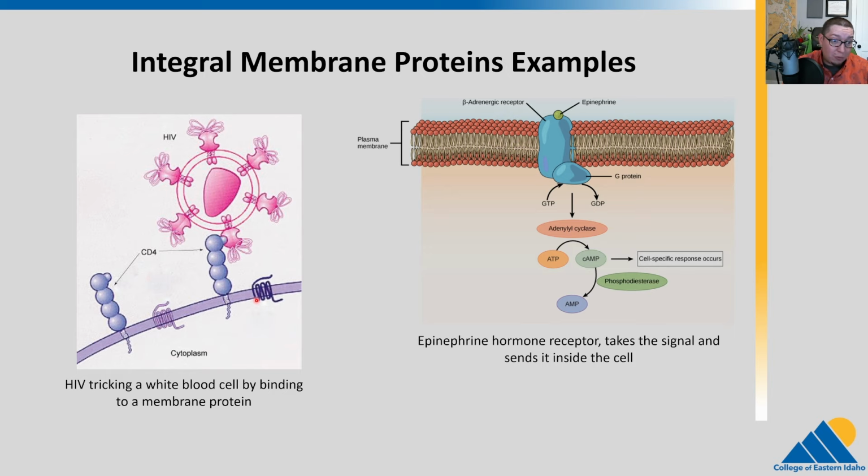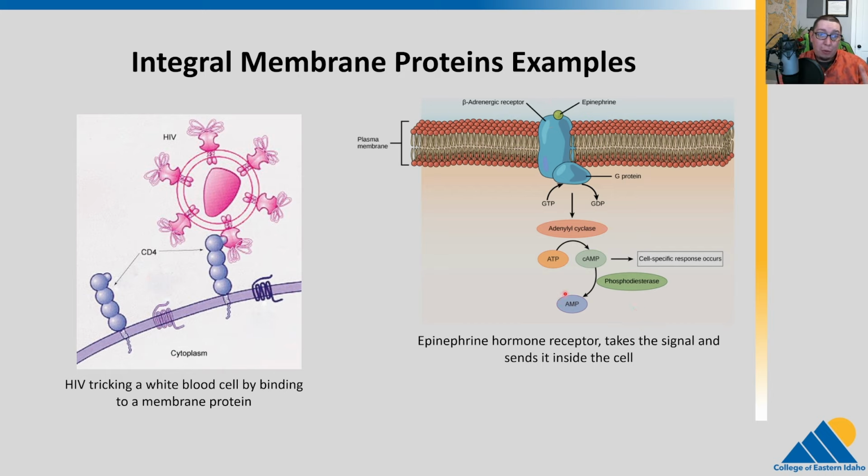We also saw something like the receptors that I talked about in the HIV example. Here's the integral membrane protein, CD4. It's a receptor. It's out here looking for its signal. HIV comes along and it tricks the receptor into letting it in. Here's an epinephrine hormone receptor that takes the signal from outside and it transmits it inside the cell.